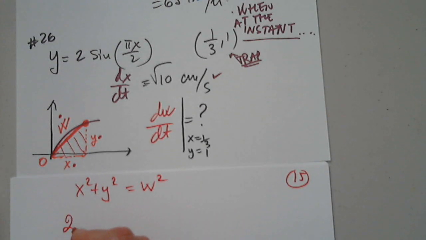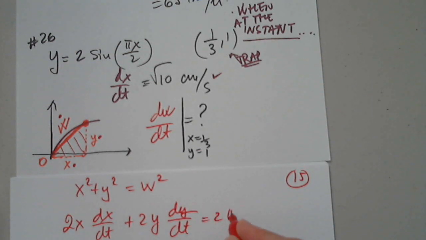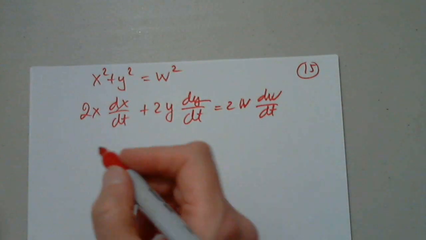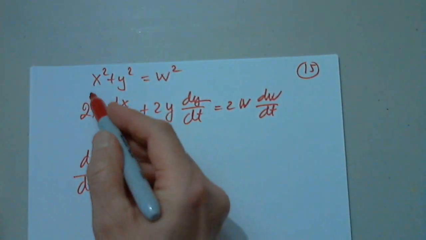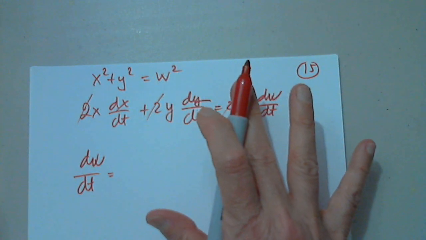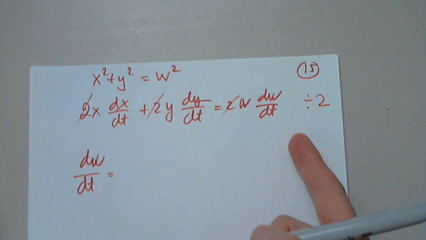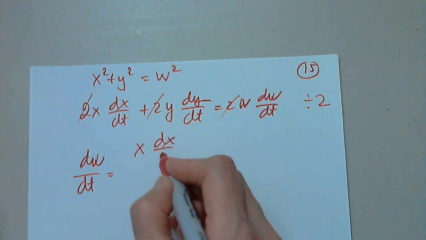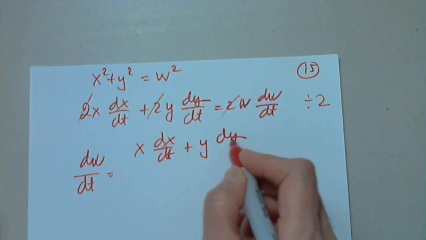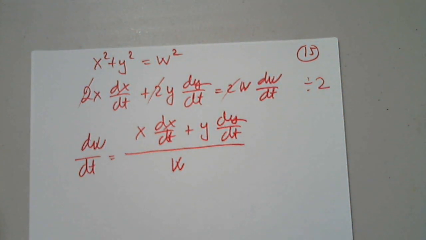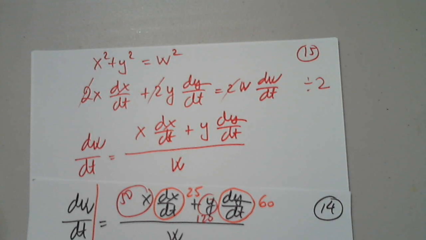I'm going to differentiate exactly the same thing: 2x dx over dt plus 2y dy over dt equals 2w dw over dt, everything the same. Again, I'm after dw over dt. After I simplify both sides by 2, I shouldn't be writing this. It's not okay, you know me, I don't like that. But you can write on the side we are dividing all terms by 2. That's okay. So dw over dt equals x dx over dt plus y dy over dt, divided by w. All we need to do now is find all those numbers and plug them in, and it's done.